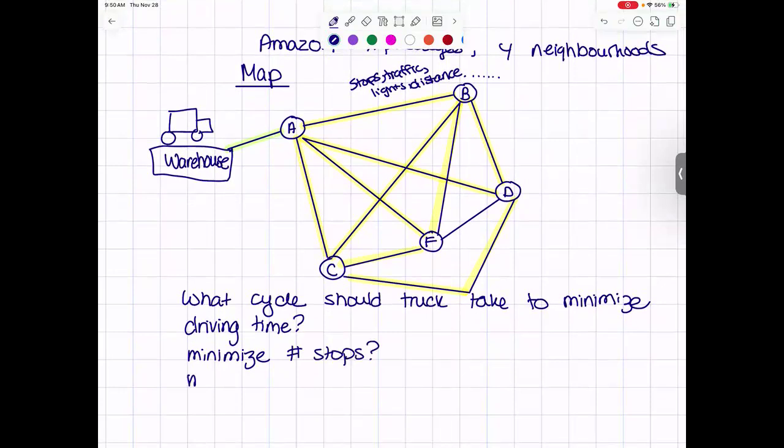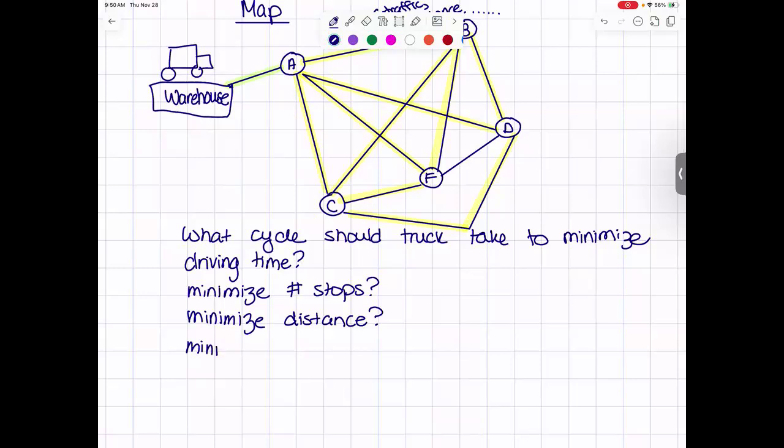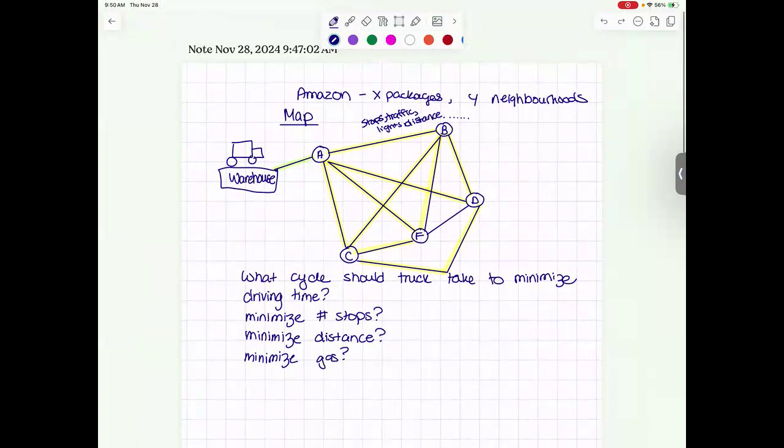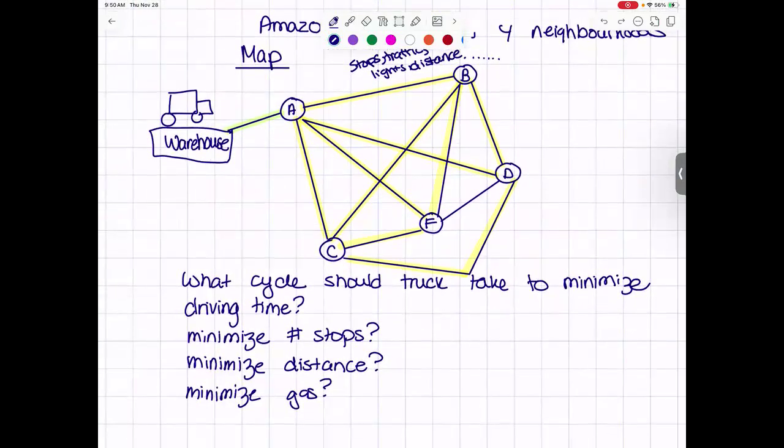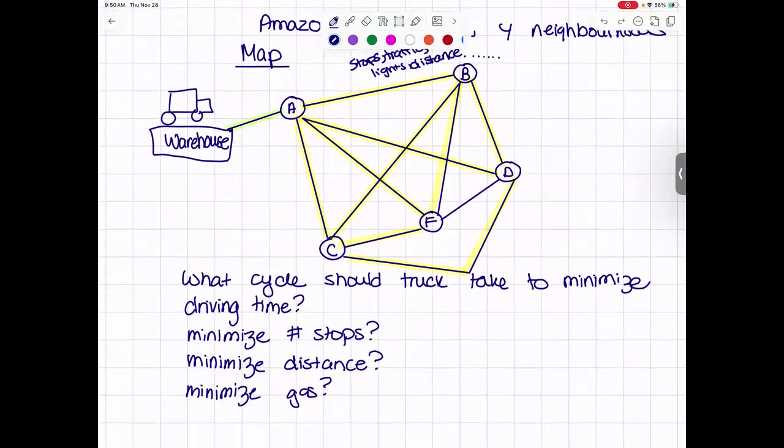Like stops at lights. What if instead we want to minimize distance? Because that may not equate to driving time. What if we want to minimize gas mileage, which has to take into effect driving time and distance and the number of stops depending on the vehicle? Oh my goodness, we can see so quickly how complicated of a problem it is to determine what the best path is to take. What subgraph should we be traveling along?